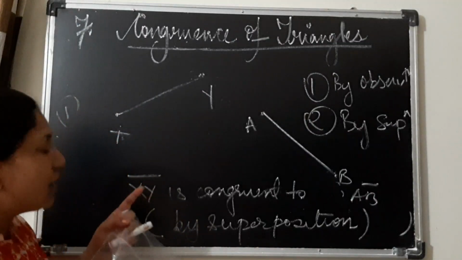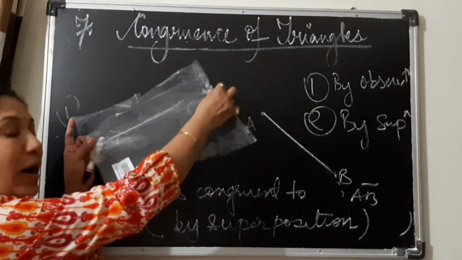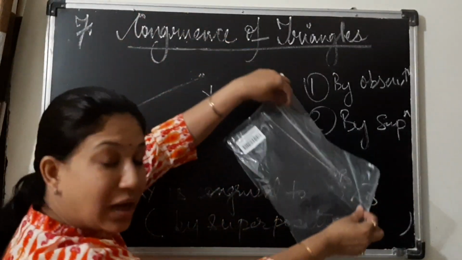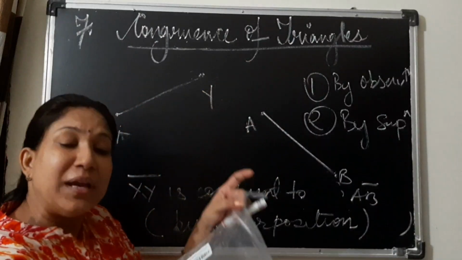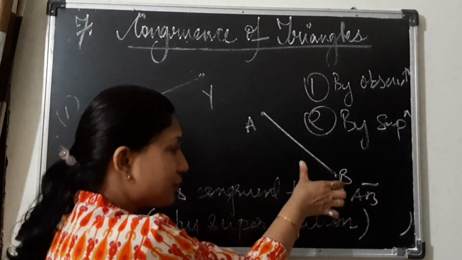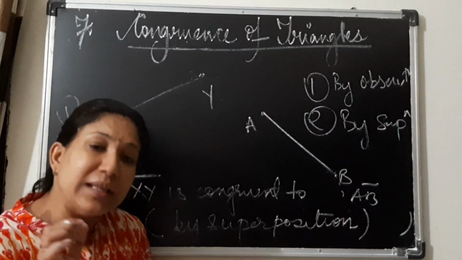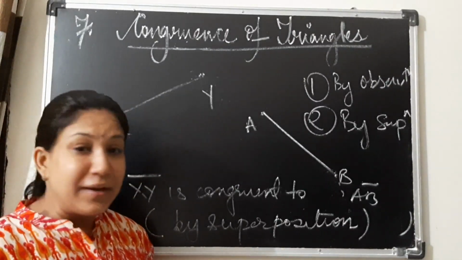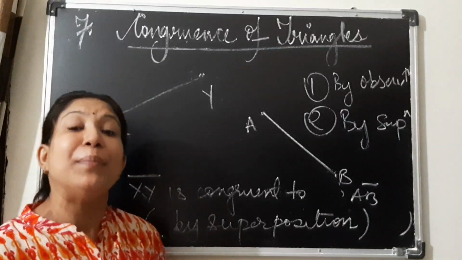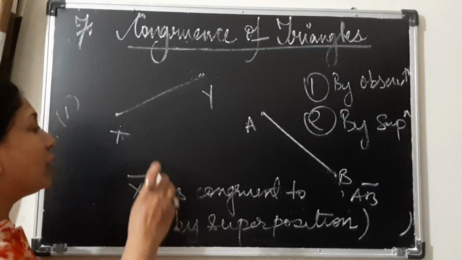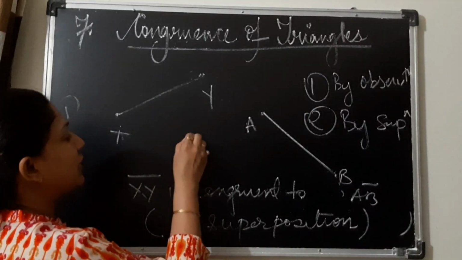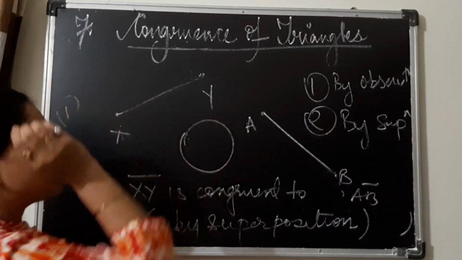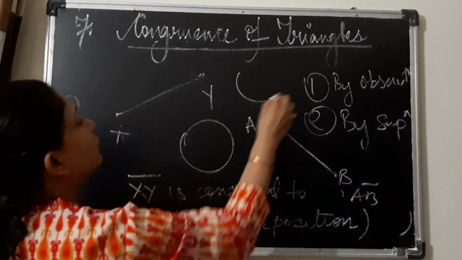That means you can take the trace copy of one object, place it over the other, and if it completely falls on that object, in that case you can say the objects are congruent to each other. Correct? This you can also do by the paper cutting method. Now take for example, I want to see my plane figure, this thing. Is it congruent to this figure?